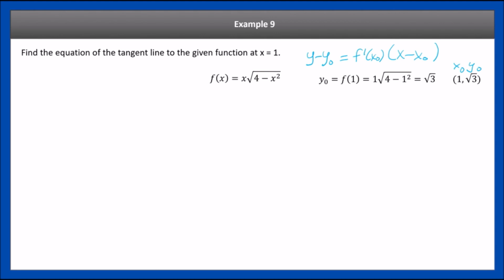How did we get that? We just plugged in 1 into that function, right? And this is what we got. So now we got our y0 and our x0. So now we need to get the derivative. So that's what we're going to do next, okay?